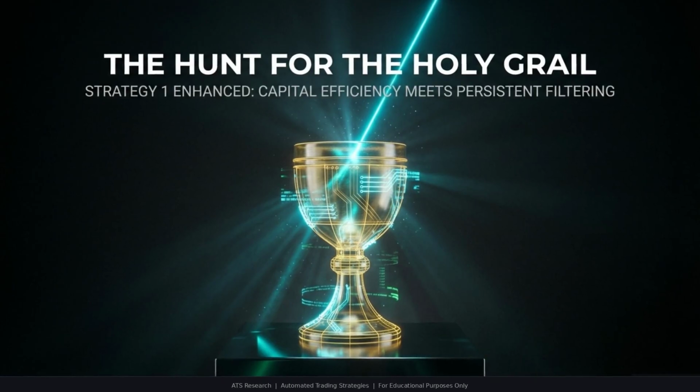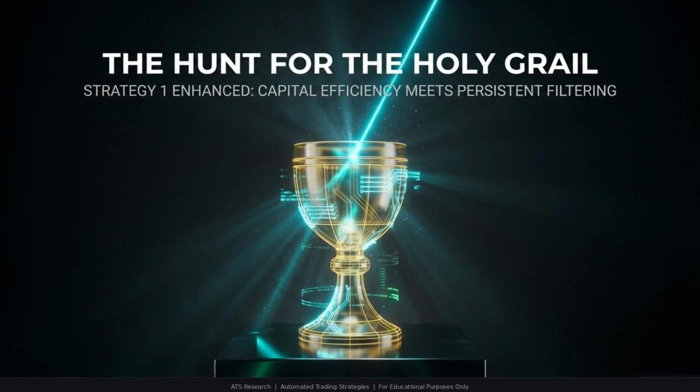We are officially on the hunt for the holy grail of automated trading strategies. And today, we're going back to the beginning. We're revisiting the one that started it all, but with a major upgrade. We're talking strategy number 1 enhanced. Capital efficiency meets persistent filtering. It's a return to our roots, but we're applying a much more sophisticated lens to how we view risk and reward.